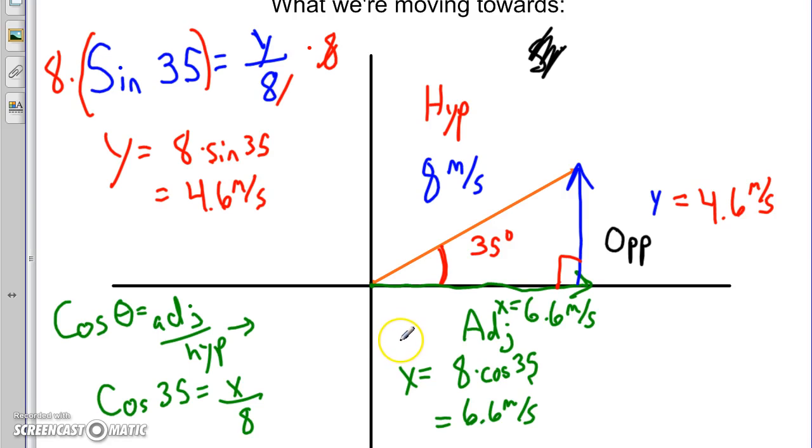All right, so these are the three sides. And what we have really done is discover these two components of our hypotenuse, or in other words, of our velocity. These are the two components of velocity. Y is going to be the vertical component, 4.6 meters per second. X is going to be the horizontal component, 6.6 meters per second.